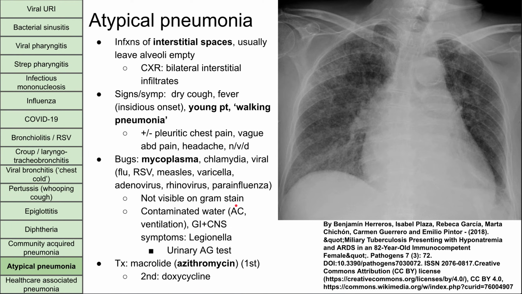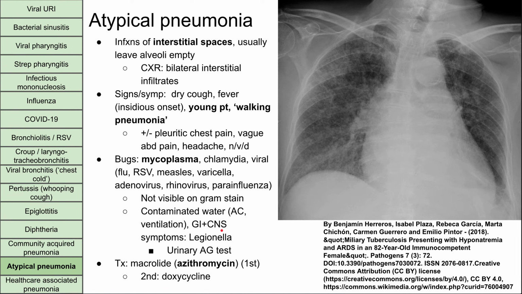There are some associations that might lead you to think the bug is Legionella. Those associations are if a person is near contaminated water, or if they work in air conditioning or work in ventilation. Those are associations to make with Legionella atypical pneumonia. And to diagnose that, you would do a urinary antigen test. Also, if a person has GI or central nervous system symptoms, you might also suspect Legionella.